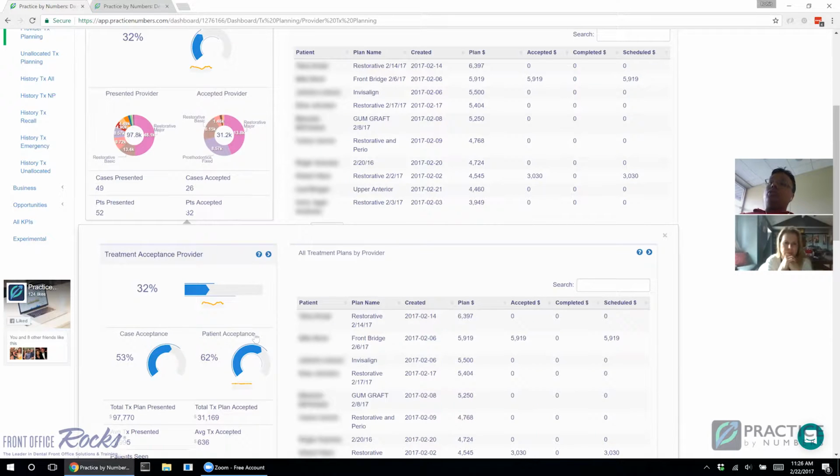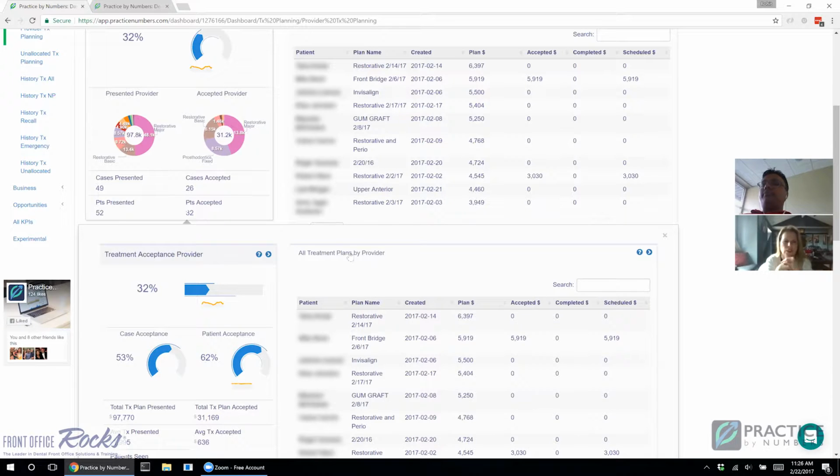Okay. And those are two very important numbers to understand and differentiate, because you could have a problem on one versus the other side. Okay. And a bigger number and a more important number to look for is patient acceptance, which is what percentage of patients are accepting your treatment, any treatment.